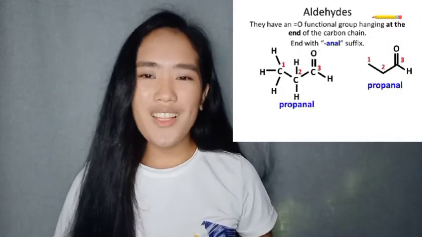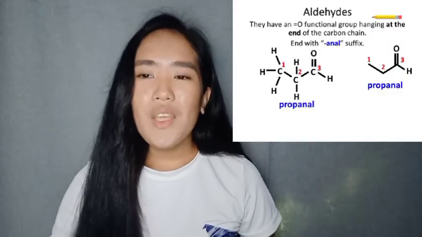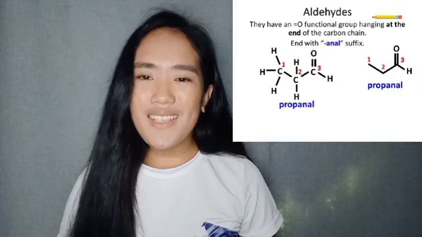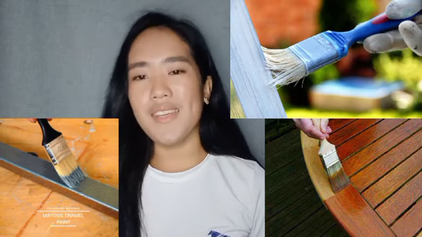Next is propionaldehyde or propanal, with the formula CH3CH2CHO. This is a colorless and flammable liquid with a hint of fruity odor. This chemical is important in the production of alkyd resin. Alkyd is a polyester resin modified by the addition of fatty acid and other components. Alkyds are used in paints, varnishes, and other oil-based coatings.